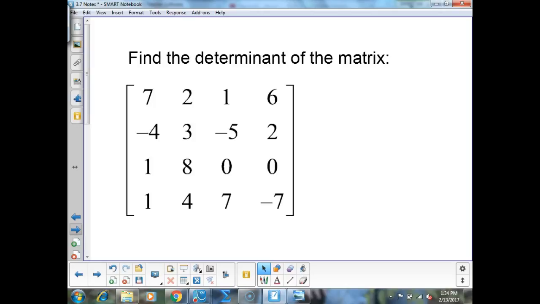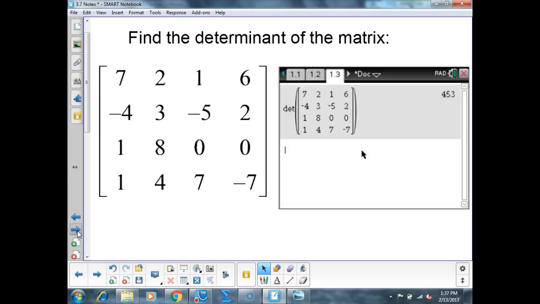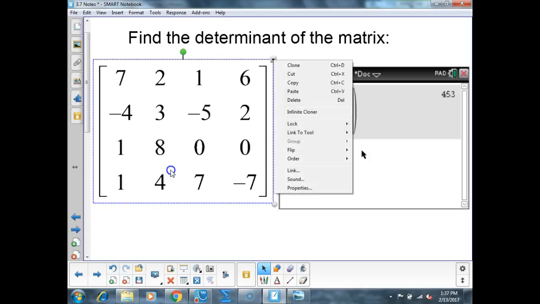Find me the value of that determinant. I get 453. Okay? Now, my question to you is this. If we follow the same pattern that we did in 3x3 matrices, would we get the same answer if we had to do a 4x4 by hand? Yeah, you get the same answer. Well, let's try it.